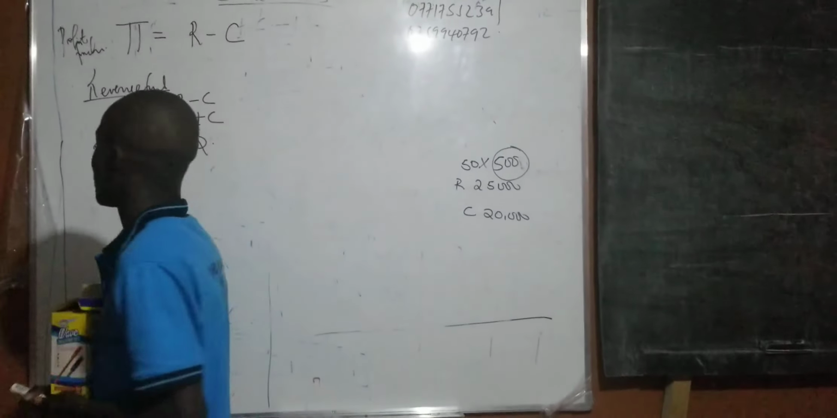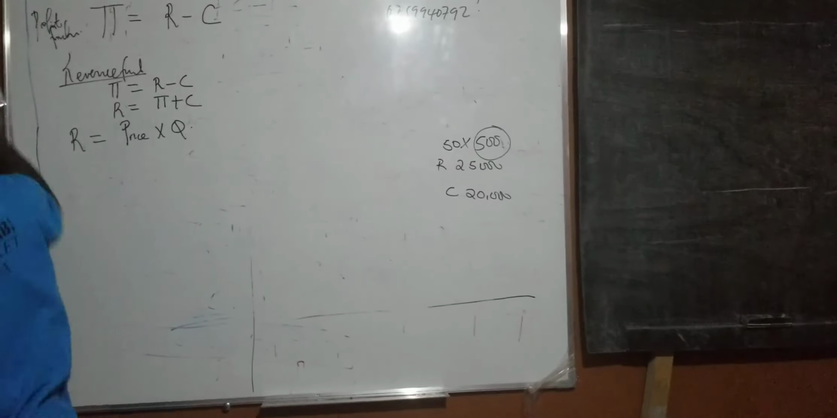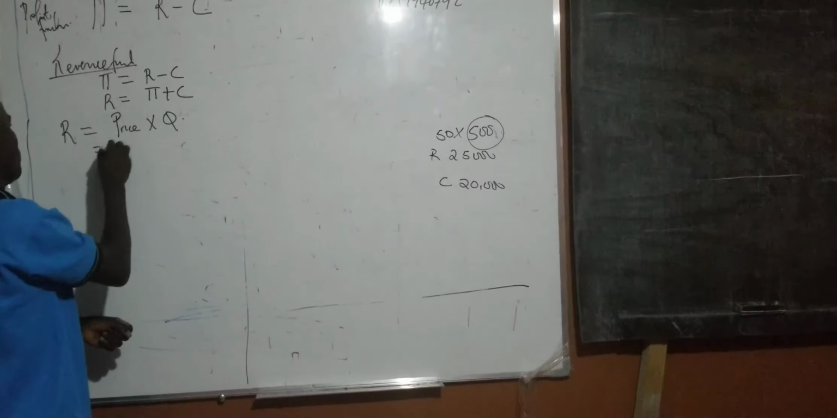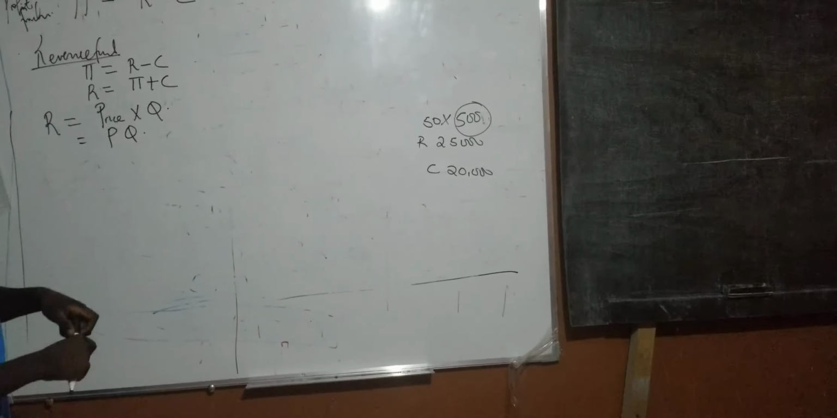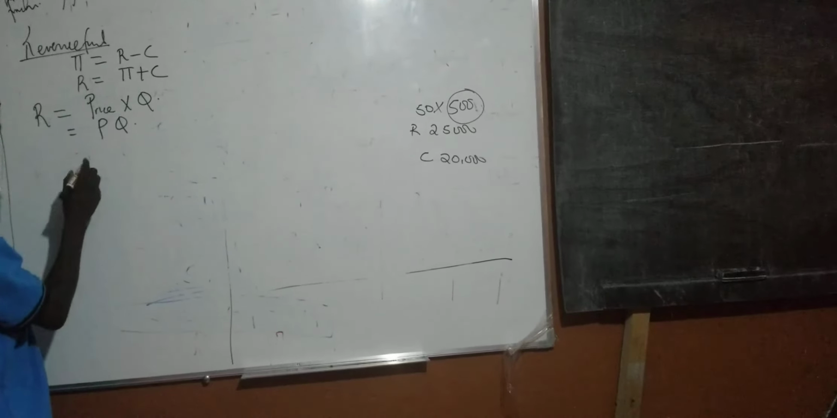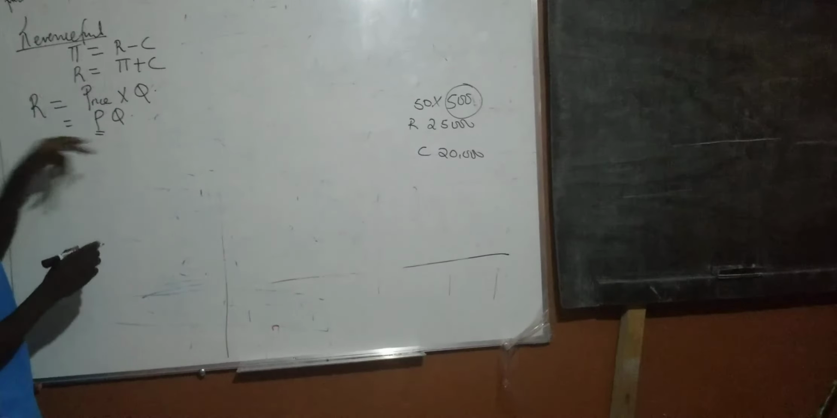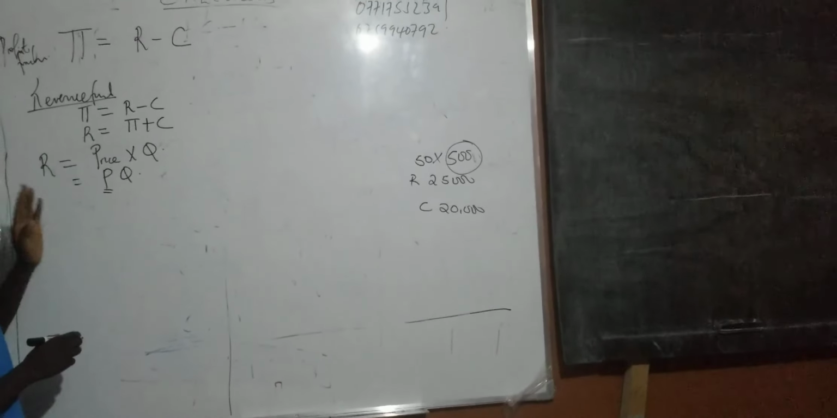So I think that is okay. That is revenue: price times quantity. So therefore revenue equals P times Q. The second way of getting the revenue function is that one. Each time they give you the price, you look for the quantity. I'm repeating: each time they give the quantity, you look for the price.